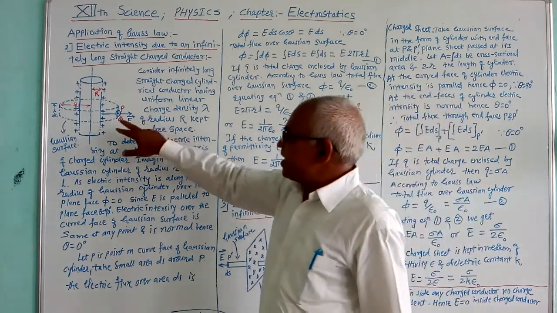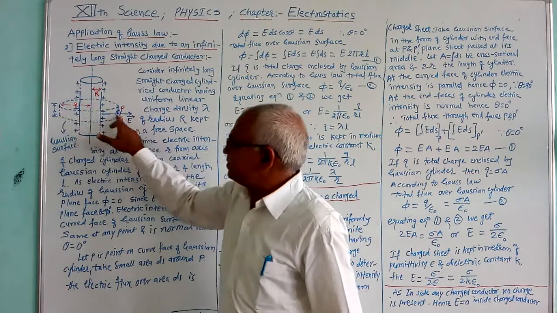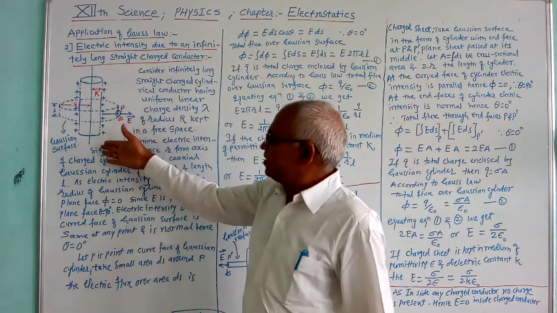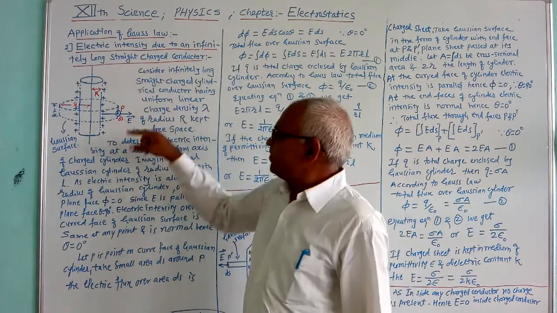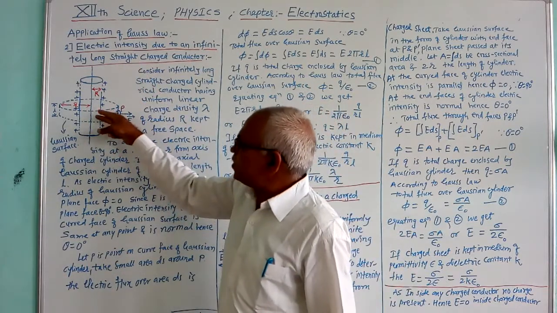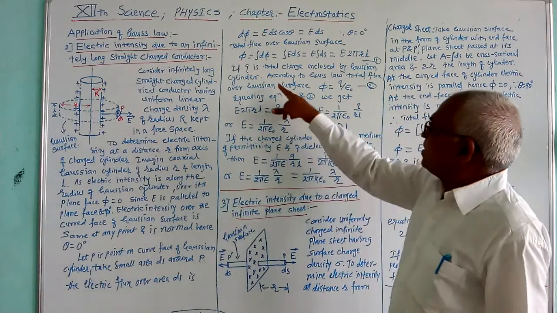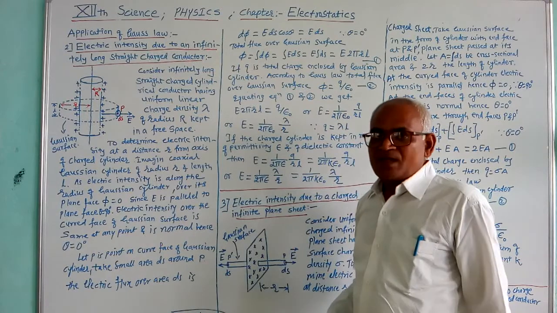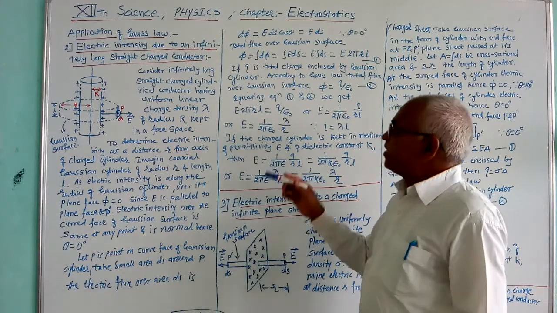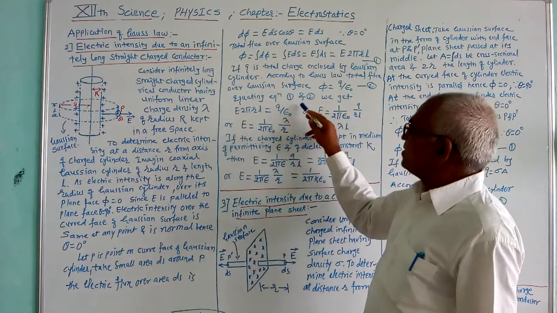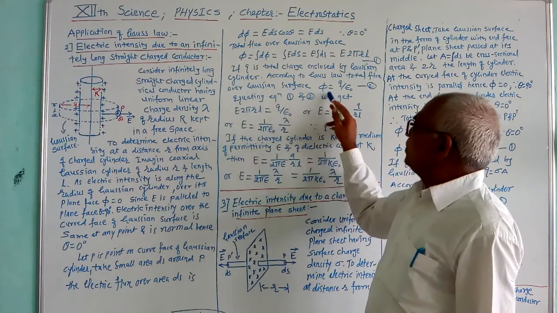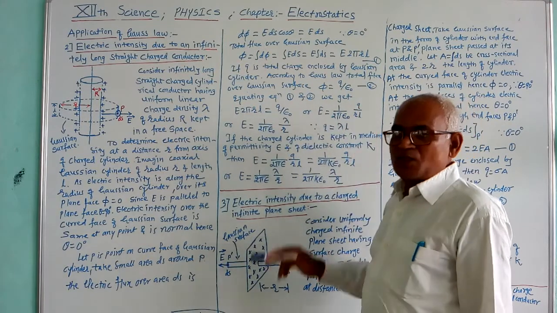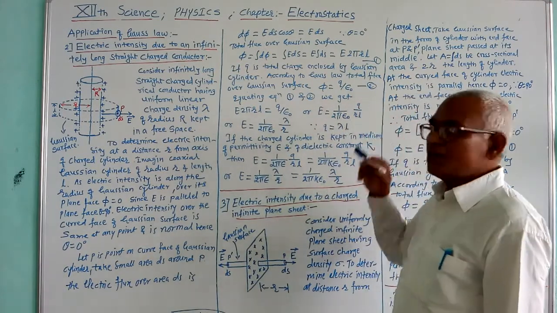If Q is the total charge enclosed by this Gaussian cylinder, out of the total charge on this given charged conductor, then according to Gauss law, the total flux over the curved face of the Gaussian cylinder is equal to total charge upon epsilon 0. Let us call this equation number 2.